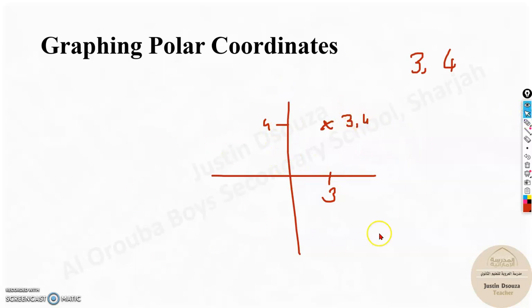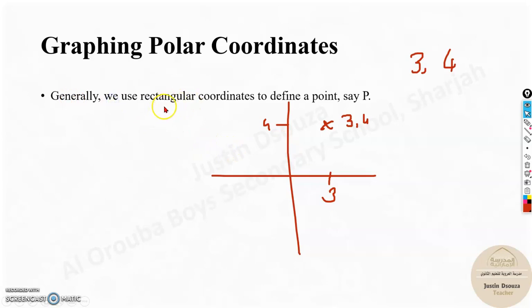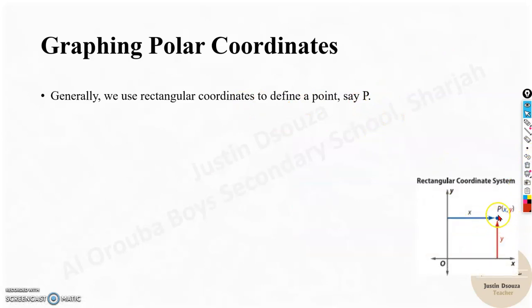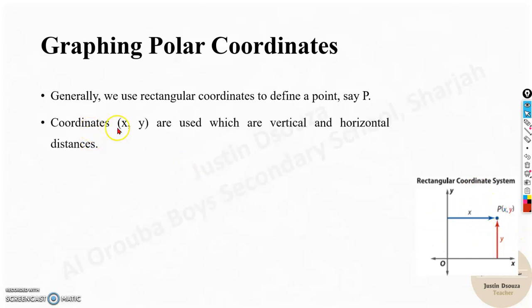If you recall, this sort of coordinate system is called the rectangular coordinate system. So generally we use rectangular coordinate systems. Say we are taking a point P. Now in this graph you can see the x and y can be any distance. The coordinate x is the horizontal distance and y is the vertical distance. Please remember, y is the vertical, up to down, and x is the horizontal.